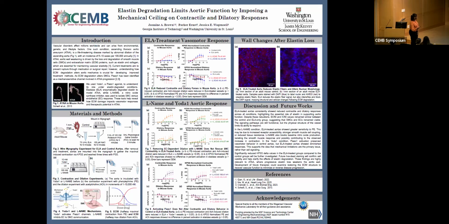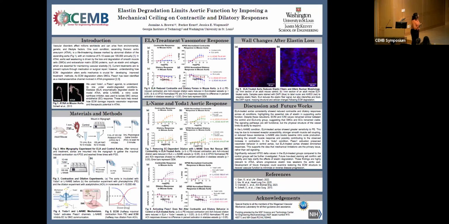However, the contraction was about the same between the Yoda-1 and the control. So we didn't really see much of a difference there. And then the same trend as our previous groups, we're seeing that the elastase group still has those significantly reduced forces. So from there, we concluded that activating Piezo1 does not alter the contractile or the dilatory responses in the control and elastase-treated aortas.